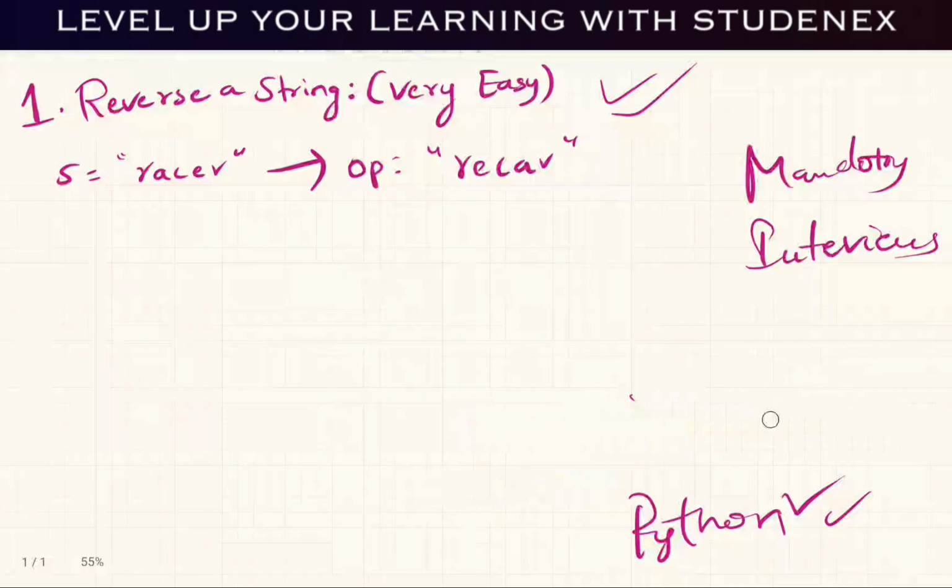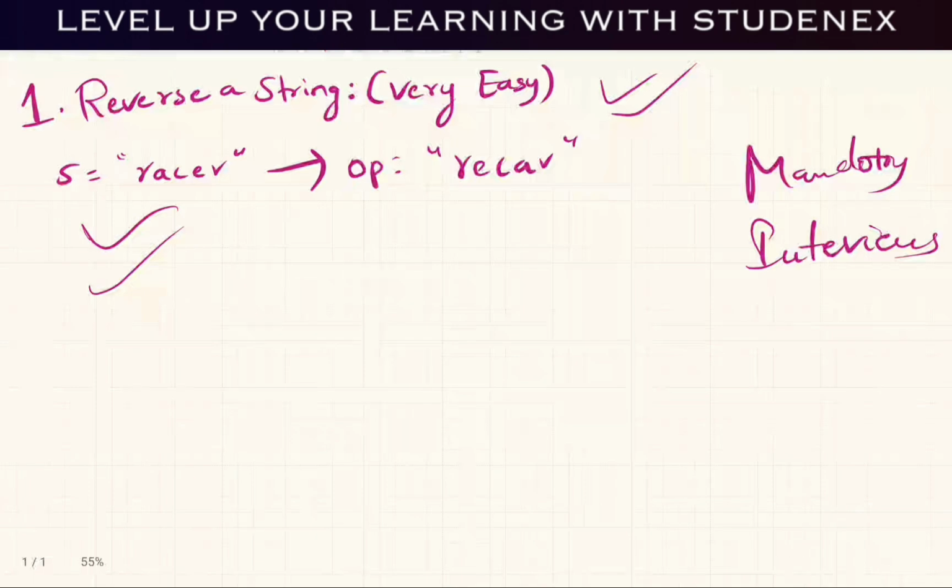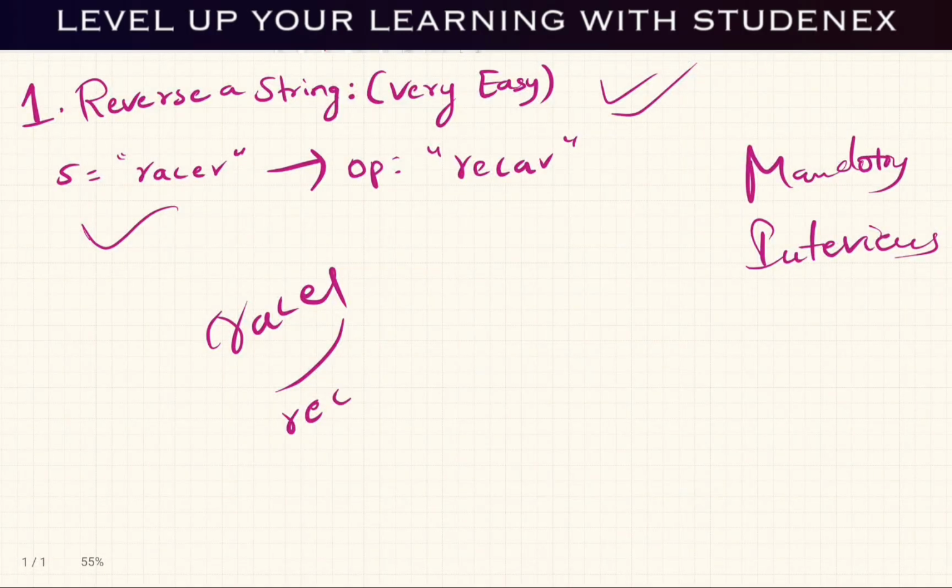So here we have an input of racecar, and if you reverse it, racecar, this is going to be our output. After reversing, our output is going to be this. So we need the reverse value of a particular string.